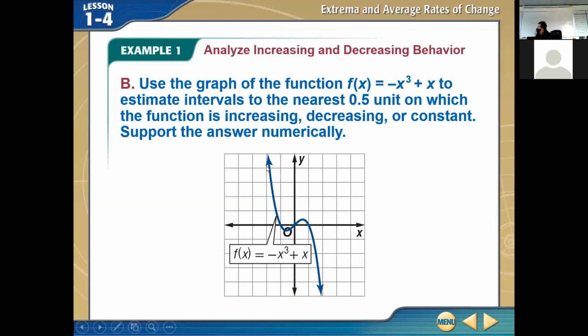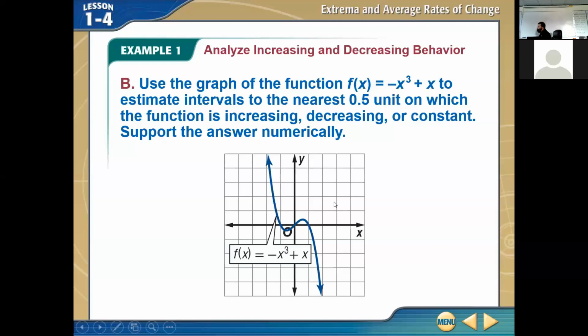And as we move from the left to the right, you can see our graph is decreasing, decreasing, decreasing. And then right about negative a half, because it wants us to estimate to a 0.5 unit, it begins to increase again. But then we hit 0.5 and then it begins to decrease. So this one has two extremal points, here and here, where we were decreasing, then we begin to increase, and then we begin to decrease again.